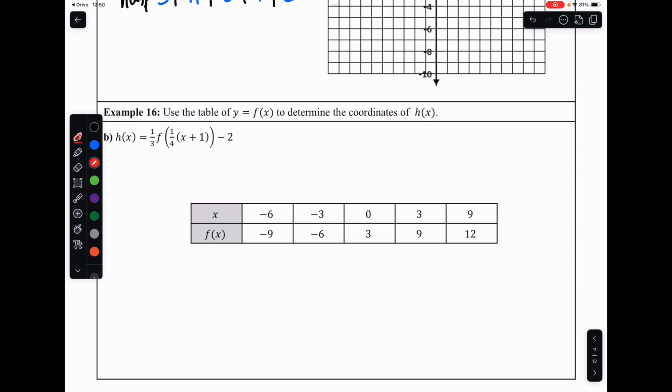Just similar to number 15, all we need to do is recognize the notation and what it's going to affect. The inside part is going to affect our x values. But instead of doing the operations that are indicated of adding and multiplying, we're going to do the opposite. We're going to divide those values by 1/4, and instead of adding 1, we're going to subtract 1.